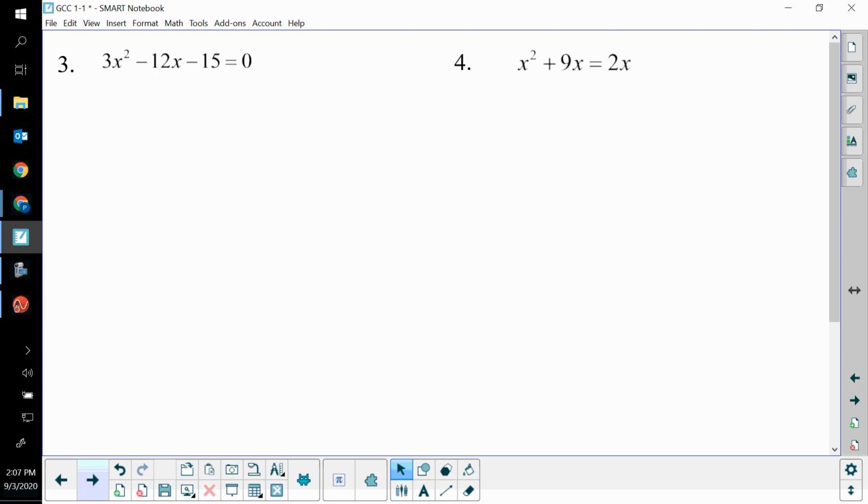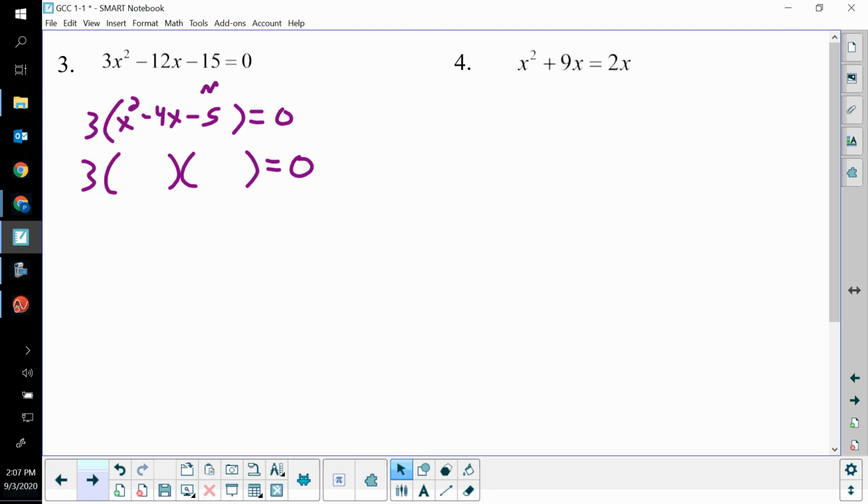All right, so on to page 2 for those of you that have the packet, or you can just copy this down if you don't have the packet yet. If you don't have 1 in front of your x squared, see if you can take out a greatest common factor. We can take a 3 out of each of these. So taking 3 out of x squared, and by taking out I mean dividing them each by 3, we get just x squared. Dividing that middle one by 3, we get -4x. And pulling out a 3 there, we get -5.